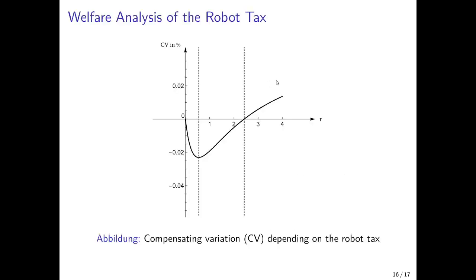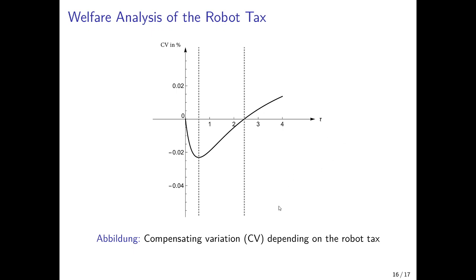What we can show, however, is that the robot tax might have a positive effect on welfare. What we compute here and show graphically is the compensating variation after the introduction of a robot tax. It means how much consumption I have to take away from the individuals in the economy to make them equally well off in welfare terms as they were before the introduction of the robot tax. If this is negative, this means that we indeed have to take consumption away, so that means the tax made them better off. And if the compensating variation is positive, that means that we would actually have to give them consumption to make them equally well off as they were before the introduction of the robot tax.